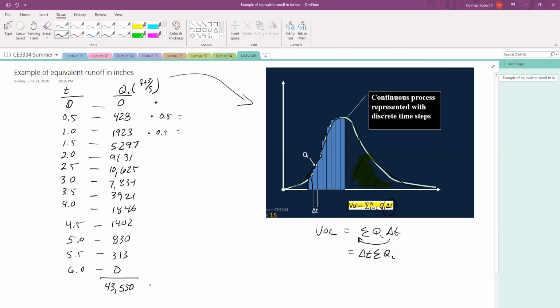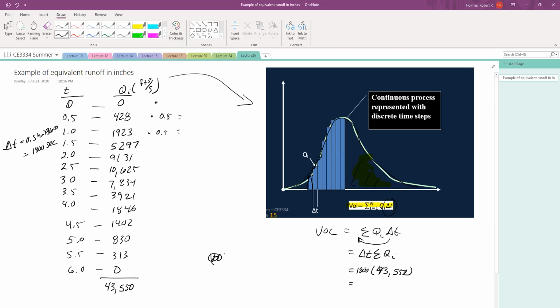43,550. In order to get the volume in cubic feet, I'm going to have to multiply that by the delta t, which here is half an hour, so 0.5 hours. But I've got cubic feet per second as my units, and I want the volume in cubic feet. There's 3,600 seconds in 1 hour, so my delta t is going to be 1,800 seconds long. So the volume becomes 1,800 seconds times 43,550, and I end up getting a total volume.